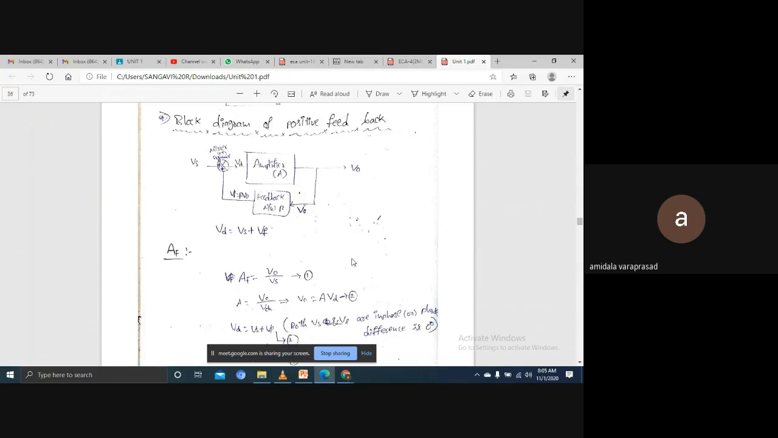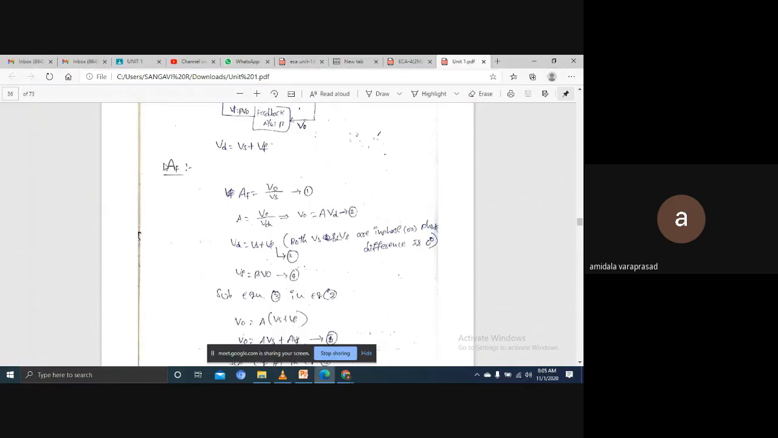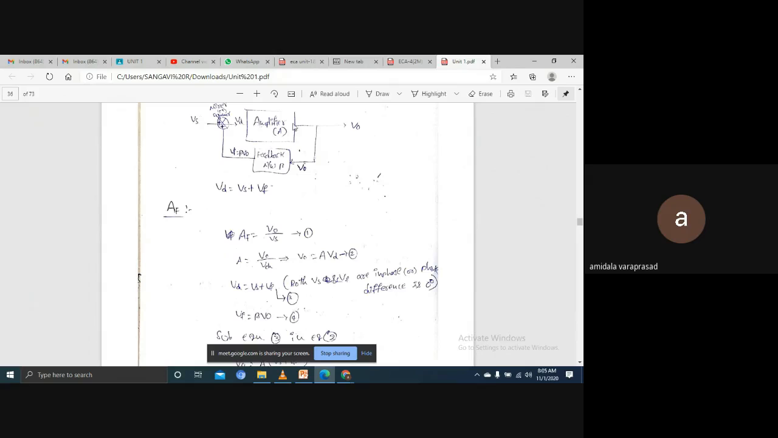Now we know that both are in phase. Vd is equal to Vs plus Vf. If you find the closed loop gain with positive feedback, Af is equal to V naught by Vs for this total circuit. For this amplifier, output is V naught, input is Vd, and gain is A, the open loop gain without feedback. Then A is equal to V naught by Vd. For the feedback network, gain is beta, input is V naught, output is Vf. Then Vf is equal to beta into V naught.